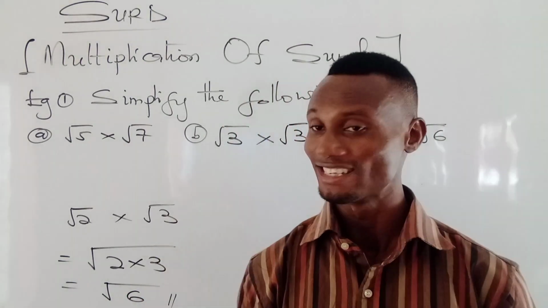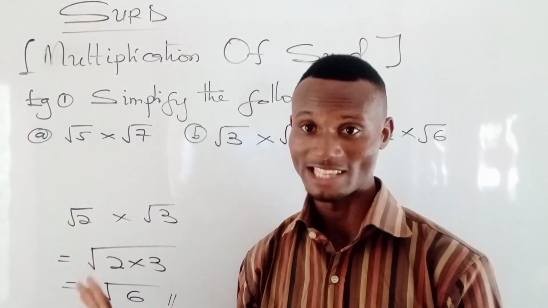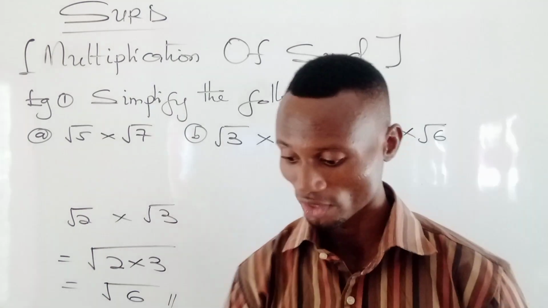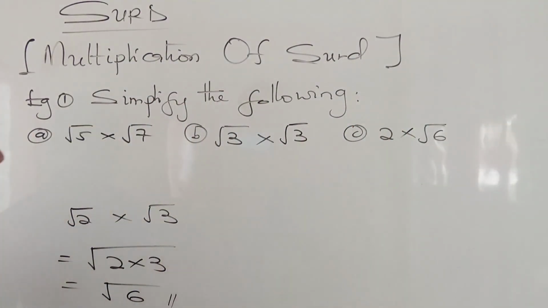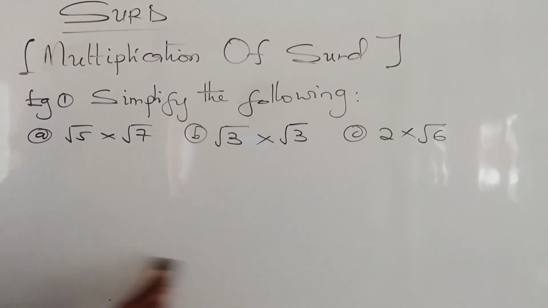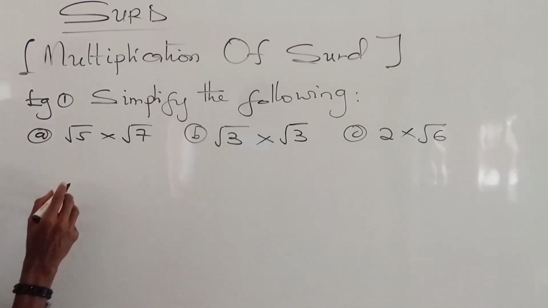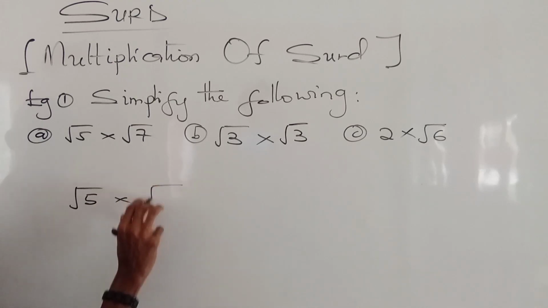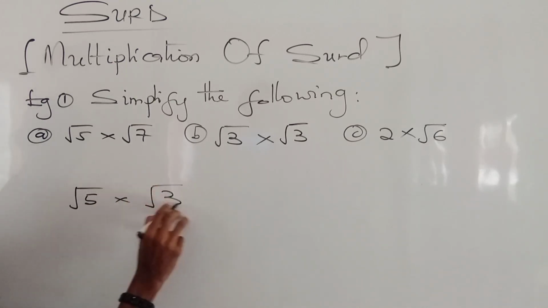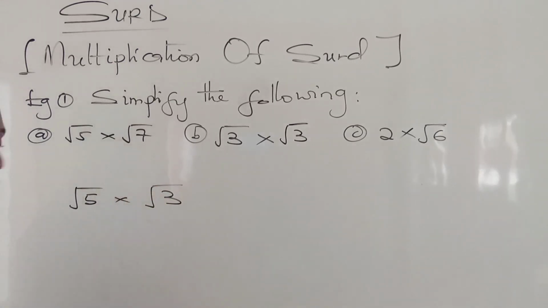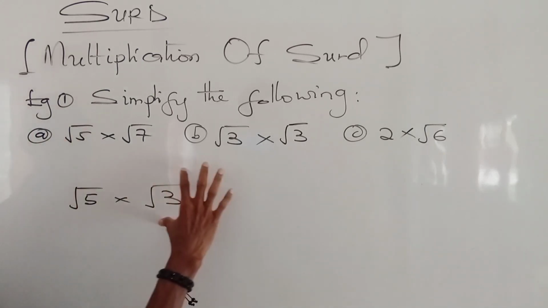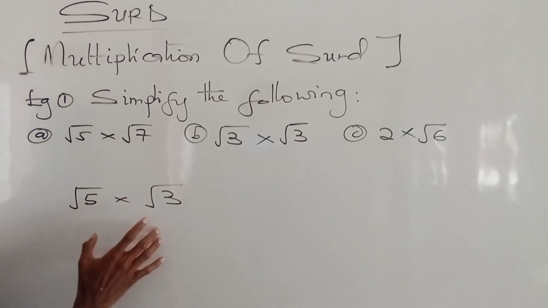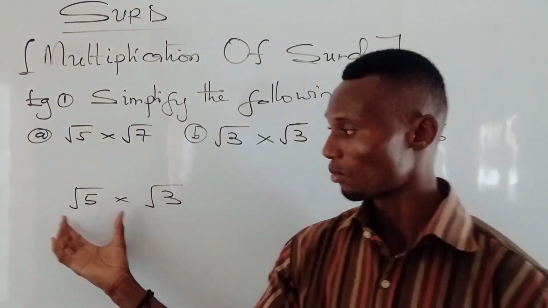Let me take another example to explain it to you before we solve the example A that I have on the board. So let me clean this one and take another example. Assuming I have, let's say, square root of 5 times square root of 3. Both of them have square root sign in it. They are multiplying, but the values are different. Now we have to multiply this one.